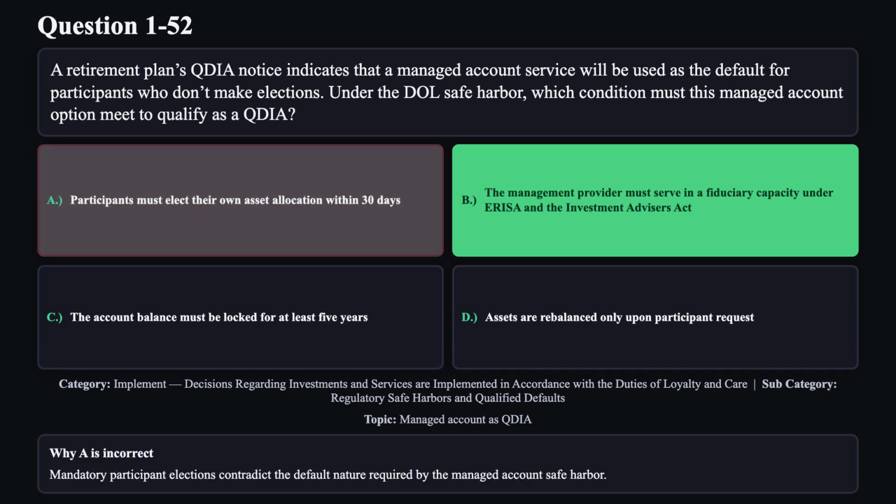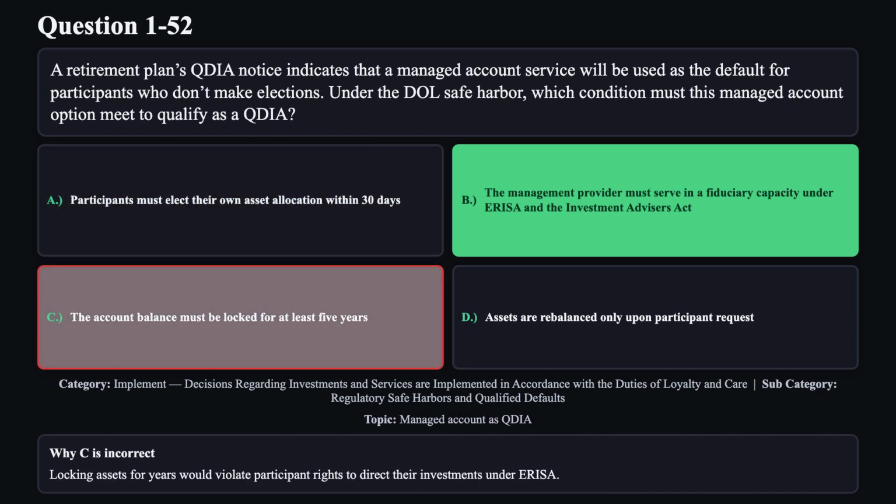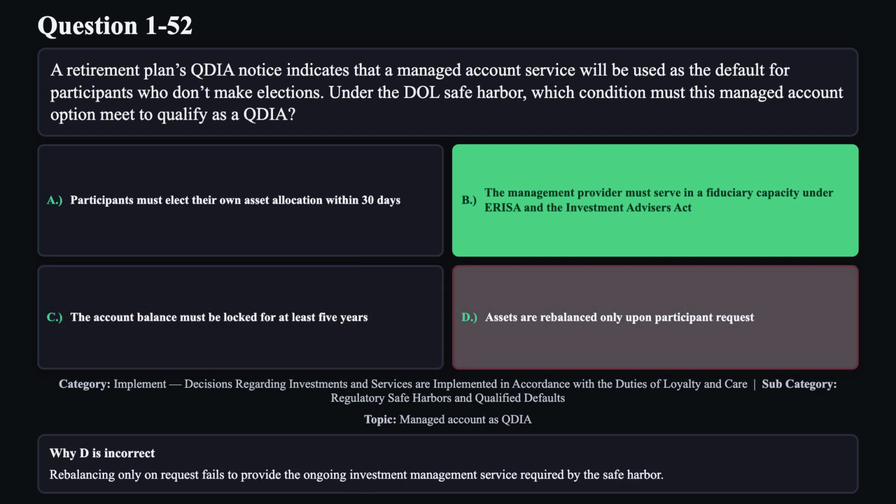Reason A is not correct. Mandatory participant elections contradict the default nature required by the managed account safe harbor. Reason C is not correct. Locking assets for years would violate participant rights to direct their investments under ERISA. Reason D is not correct. Rebalancing only on request fails to provide the ongoing investment management service required by the safe harbor.